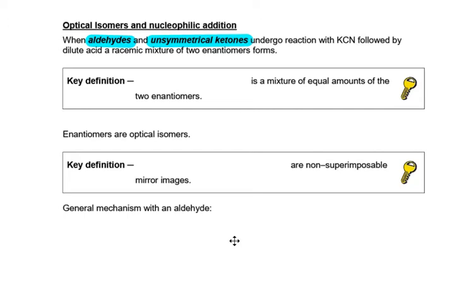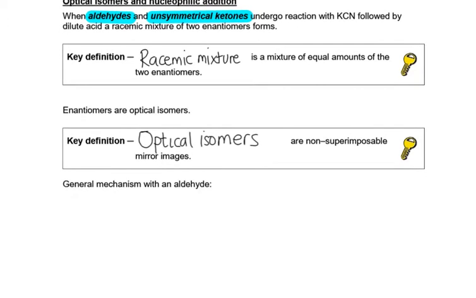And remember that a racemic mixture is an equal mix, a 50-50 mix of the two enantiomers. So enantiomers are our optical isomers, and remember our definition of optical isomers is non-superimposable mirror images. So these are our key words. Make sure you're keeping up to date with your key terms in chemistry.